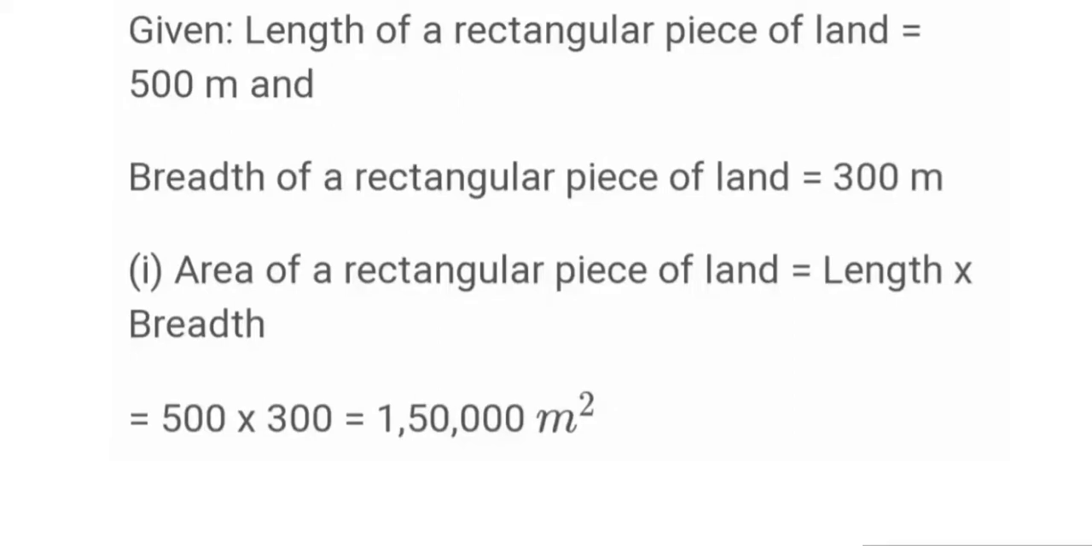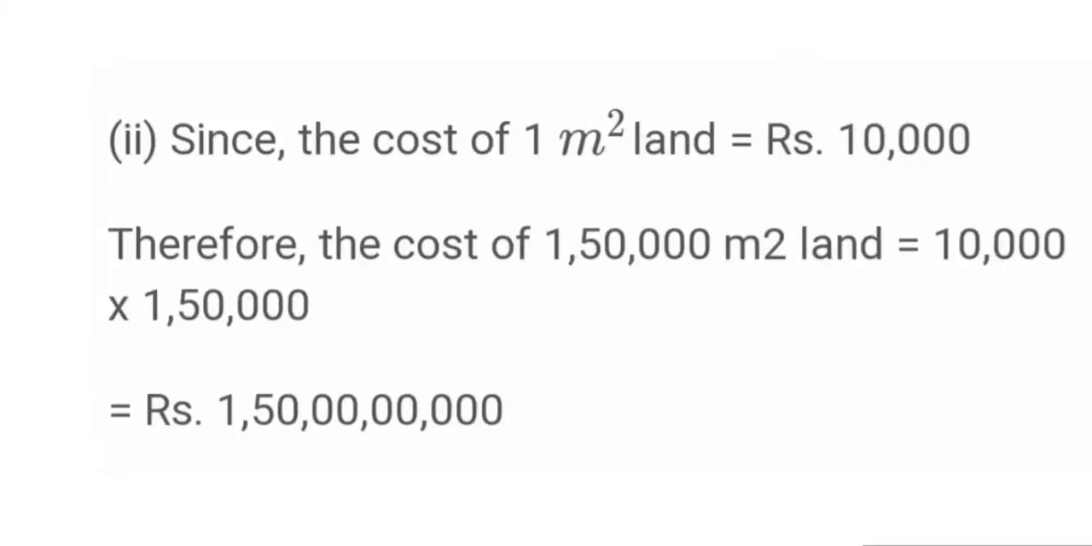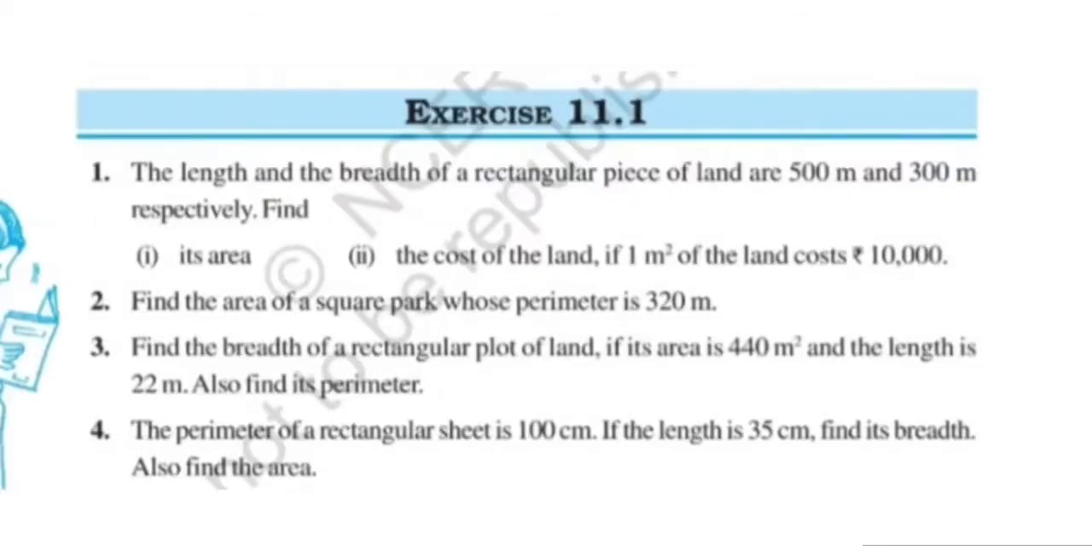Number 2. Here we have to find the cost. So the cost of 1 meter square land is given rupees 10,000. So the cost of 1,50,000 meter square land is equal to 10,000 into 1,50,000. So it will come 150 crore. Now see question number 2. Find the area of a square park whose perimeter is 320 meter.